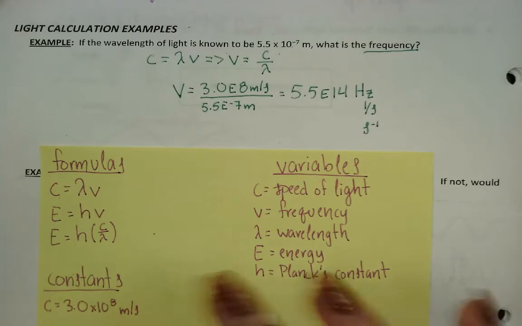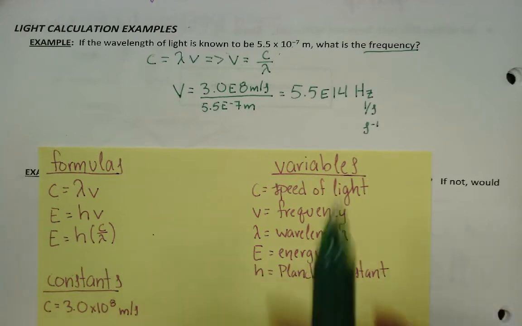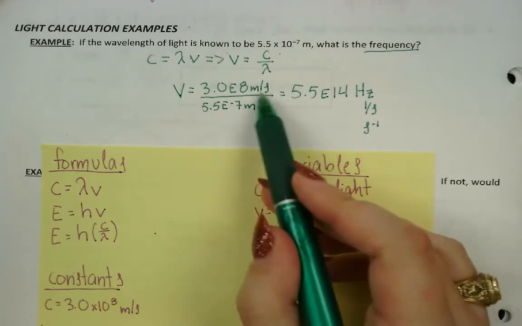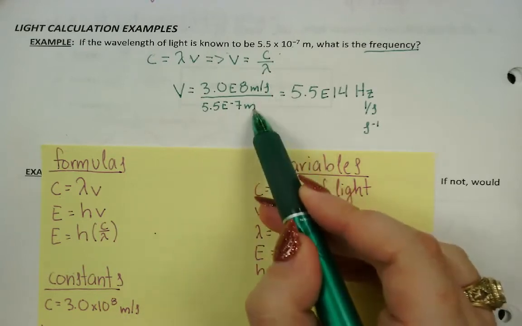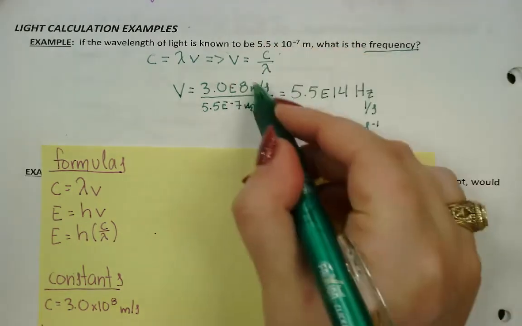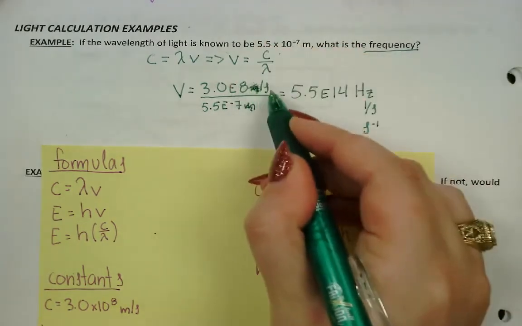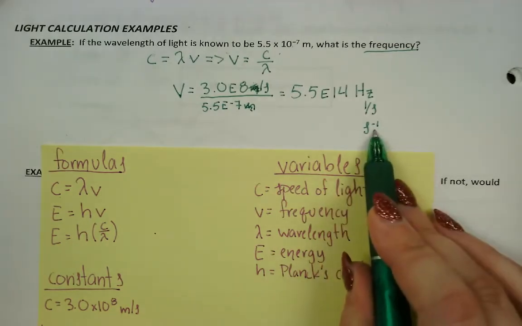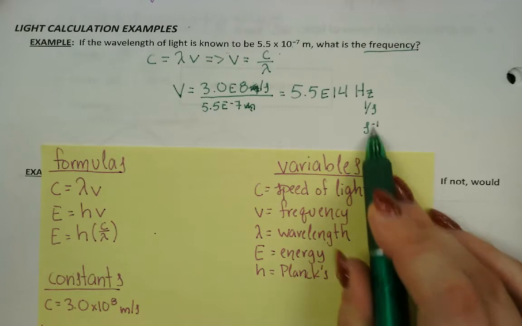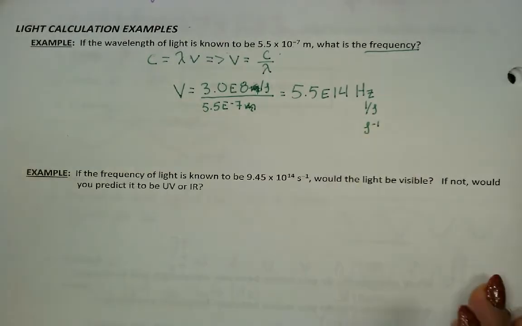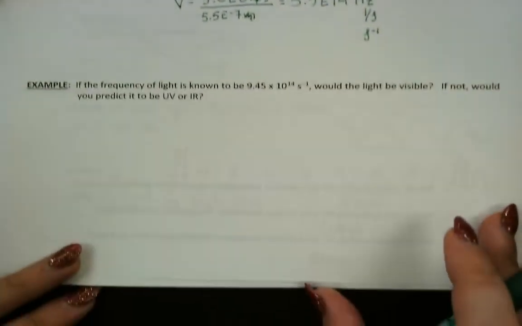And if you had no clue what it was, we can use the math that we did here to figure it out. If we have M on top and M on bottom, what happens? They cancel each other out. So we are left with just 1 over S, which can also be written as S to the negative 1, and both of those also mean hertz. Wonderful. Great job. Now let's move on to the second one.